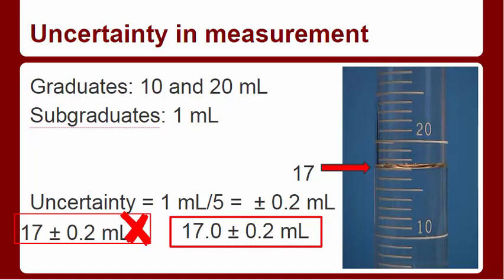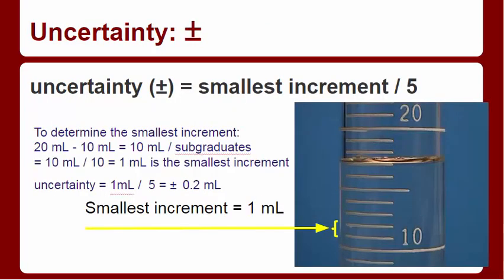And the other thing you note: if the plus or minus value is in the tenths place, you have to read it to the tenths place, even if you have to add a 0.0. Exactly. So the one on the left would be wrong. 17 is not the correct answer. It should be 17.0. All right, let's take a look at that a little bit more carefully. And don't forget to pause the video and write some of this stuff down.